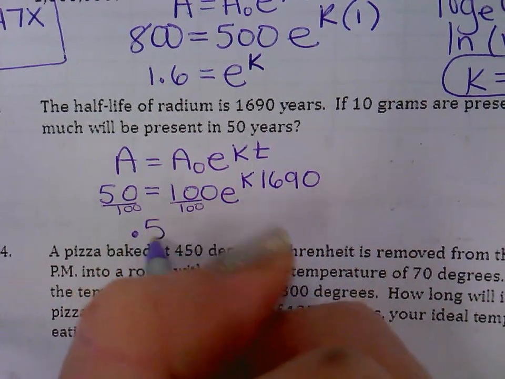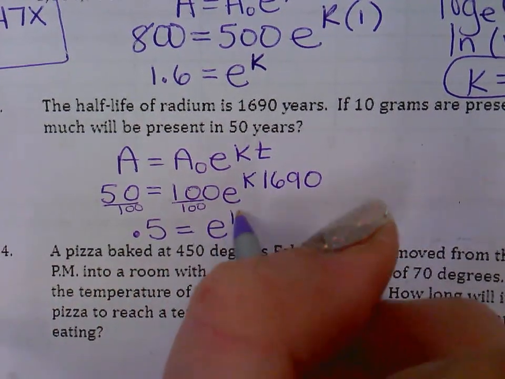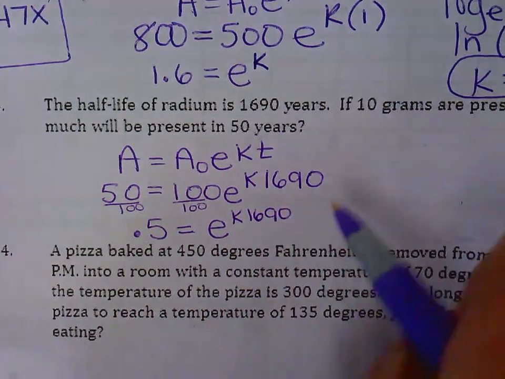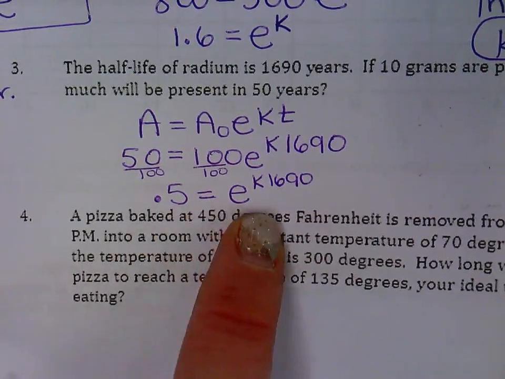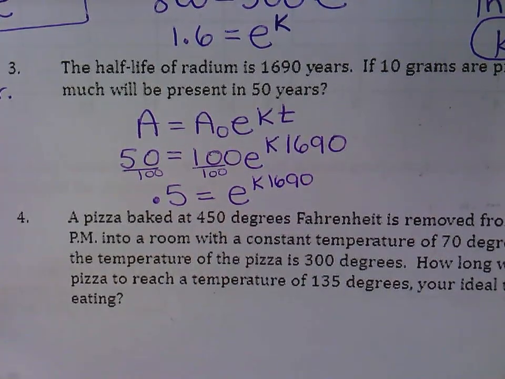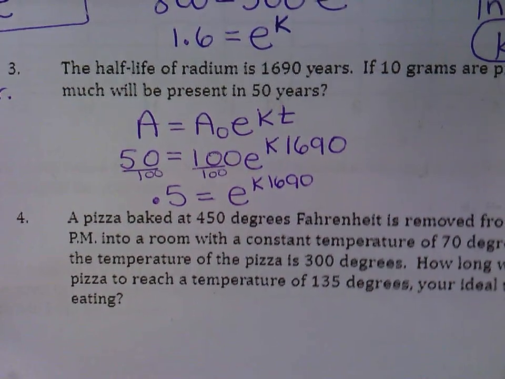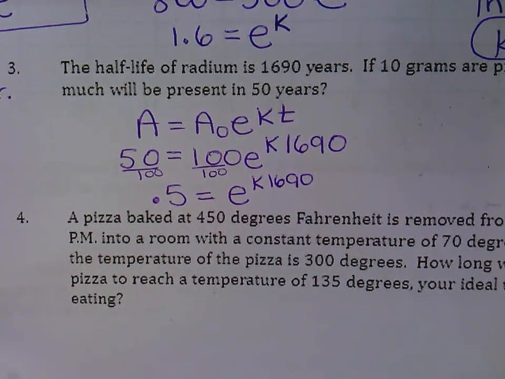0.5 equals E to the K times 1690. So you're ready to transform it into log form and then divide to solve for K. Are you good with how to go to the next step? We've done a couple of them.